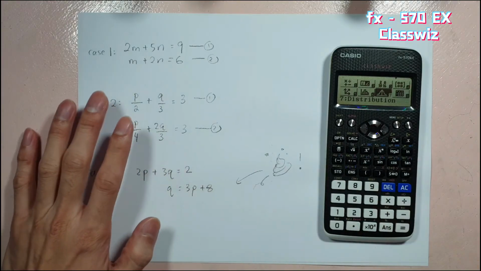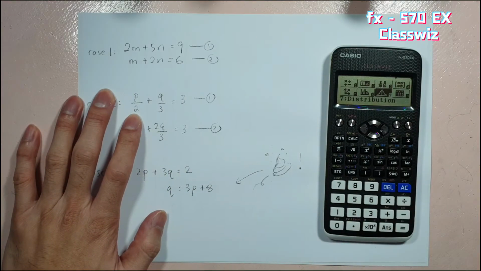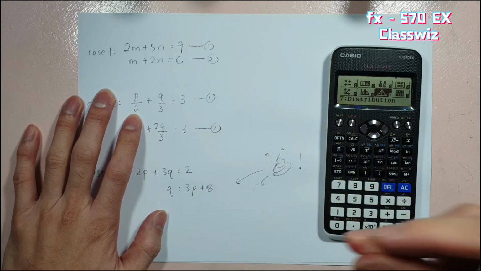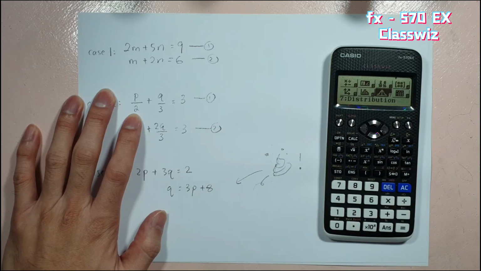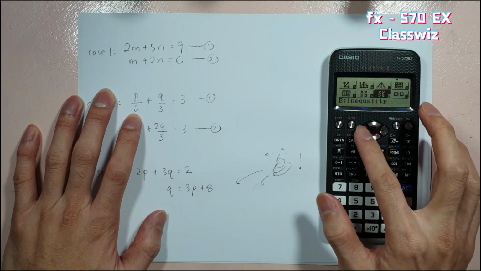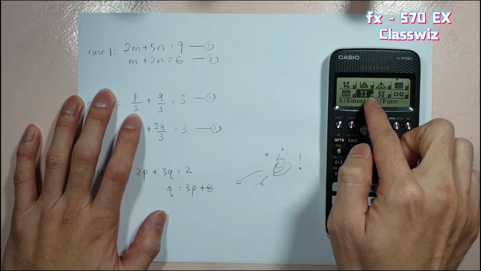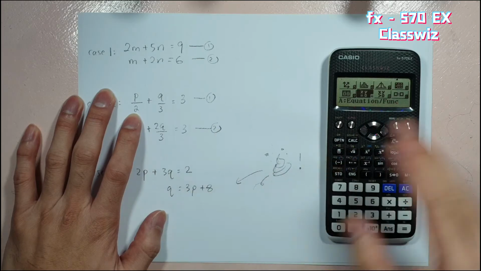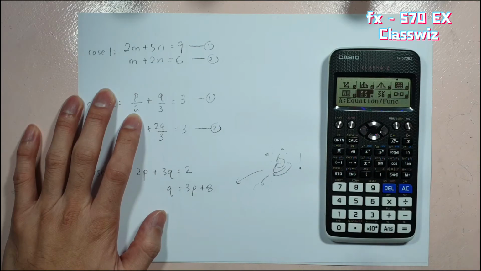This one is different. You're gonna search for this word, equation. See, it is not EQN, it is the complete word or function. So how are you gonna enter into that?